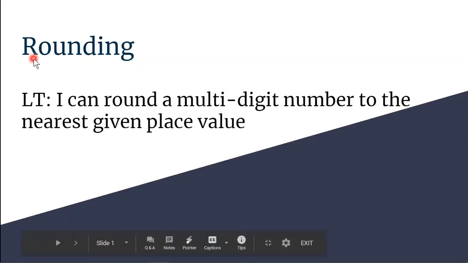So for Math Today, we're going to be talking about rounding. Our learning target is I can round a multi-digit number to the nearest given place value. So that's a lot of words and it's kind of confusing. So let's look at it.